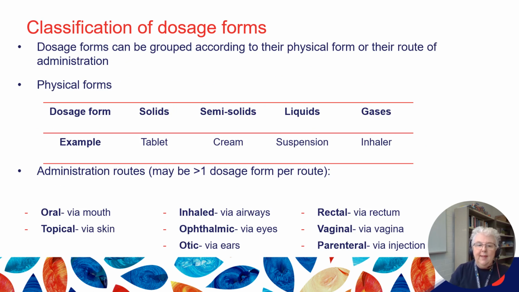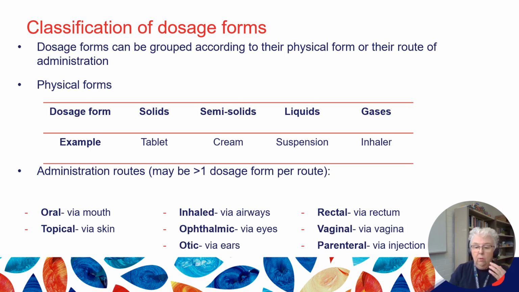So dosage forms can be grouped according to their physical form or their route of administration. If we're looking at physical forms, we're thinking about solids, so tablets, capsules, suppositories; semi-solids, so products like creams and ointments; liquids, suspensions, eye drops, nose drops; and gases, so inhalers for asthma. Anesthetics are gases. They're the main two. And then we've got our administration route, and these are important words to put in your glossary. Some drugs can actually be administered by more than one route.